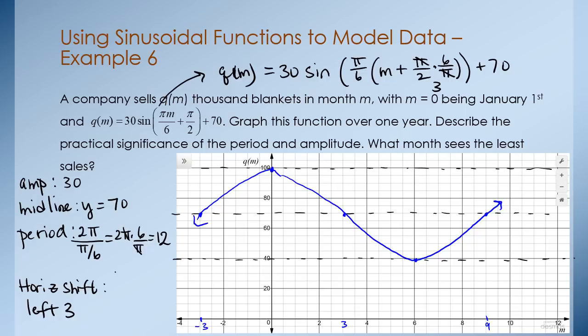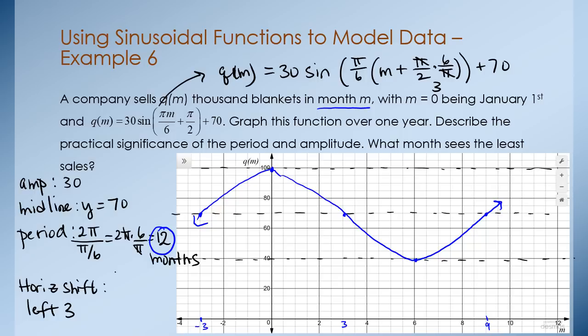So let's see. What is the practical significance of the period? The period was 12. That was my m value, and they told me that m stood for months. So I would say that the practical significance of the period is that every 12 months, right, what does the period tell us? The period tells us how often we repeat. So every 12 months, my sales of blankets is going to begin to repeat itself, and that makes sense. If 0 is January 1st, then 12 months later, we would see the same number of sales.